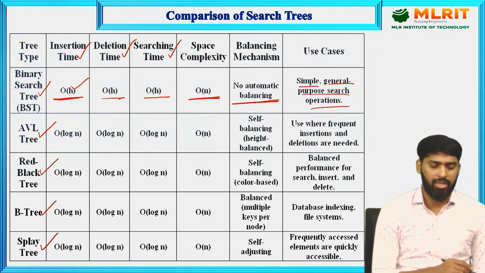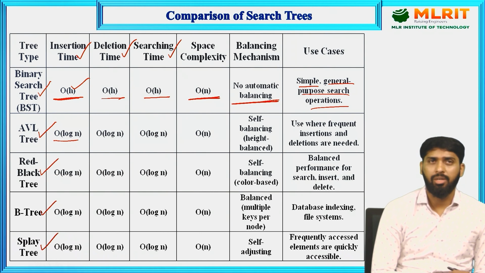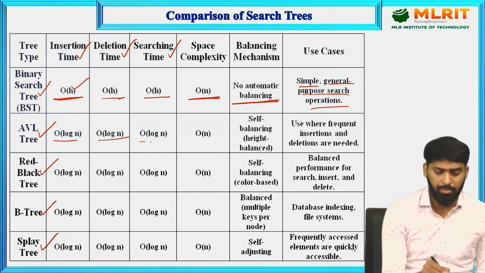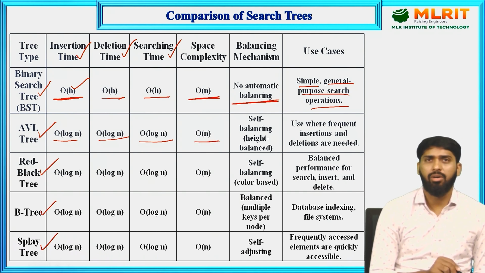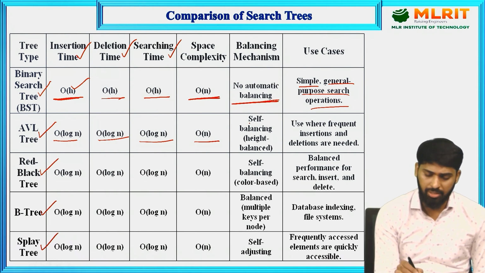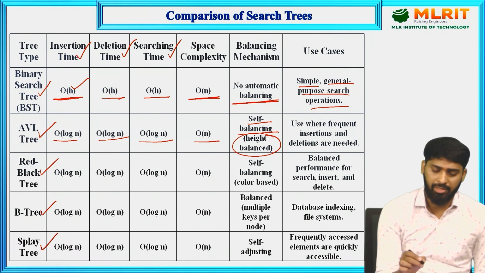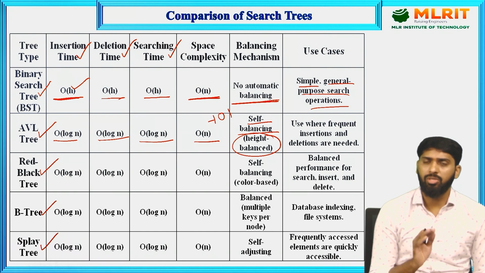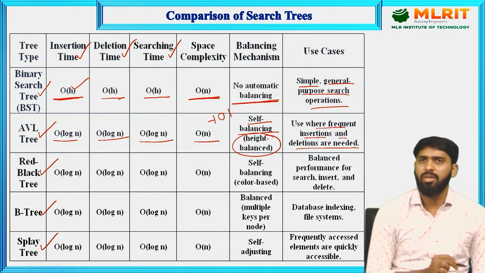Now AVL tree: the insertion time is big O of log n. Coming to deletion, big O of log n. Coming to search time, big O of log n. And space complexity is big O of n. Now, do we provide any balancing mechanism in AVL tree? Yes, it is self-balancing. Height is balanced. If the balance factor is outside -1, 0 or 1, then we apply some rotations. So use it where frequent insertions and deletions are needed.